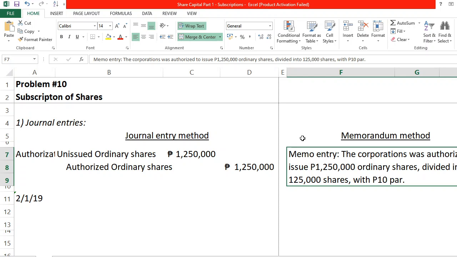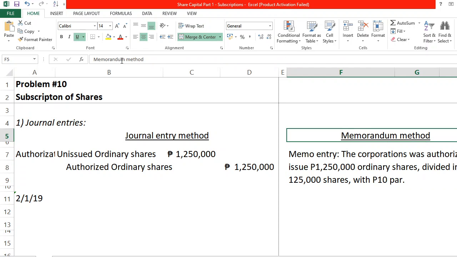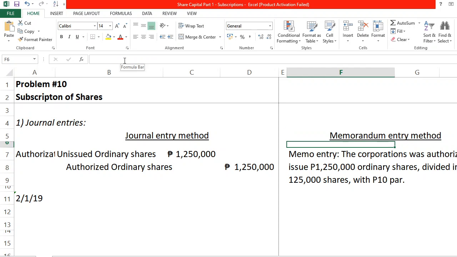Ma'am, which one do you use? Is it the journal entry method or the memorandum entry method? Actually, we are using the memorandum entry method. So from this problem forward, we are going to apply the memorandum entry method. But in this problem, let's just see the difference between the two.